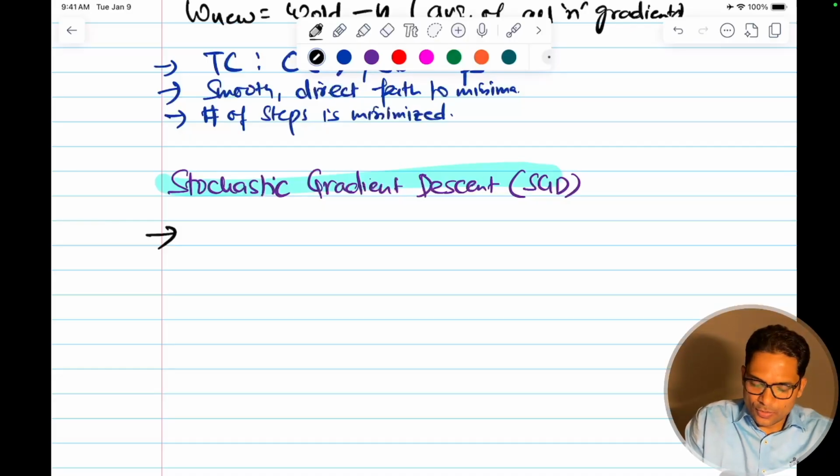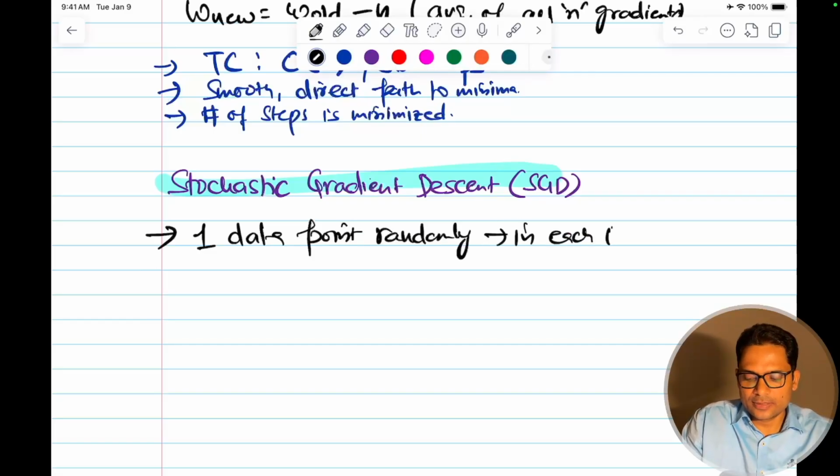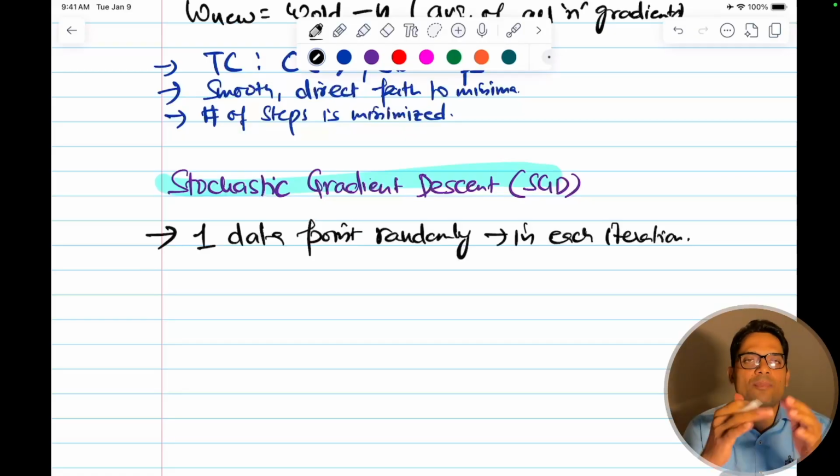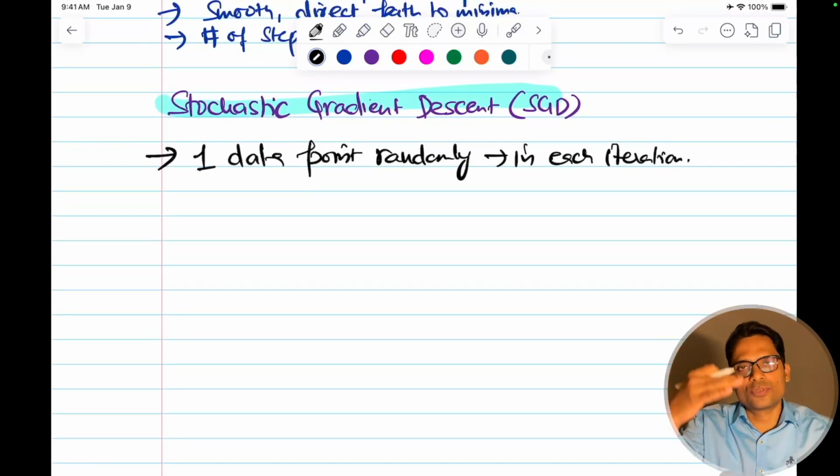So it uses one data point randomly for calculating the loss in each iteration. So the idea is that it will randomly pick one data point out of your n data points. It will randomly pick one data point and it will calculate the loss and the derivative of the loss with respect to the weight, and it will proceed.